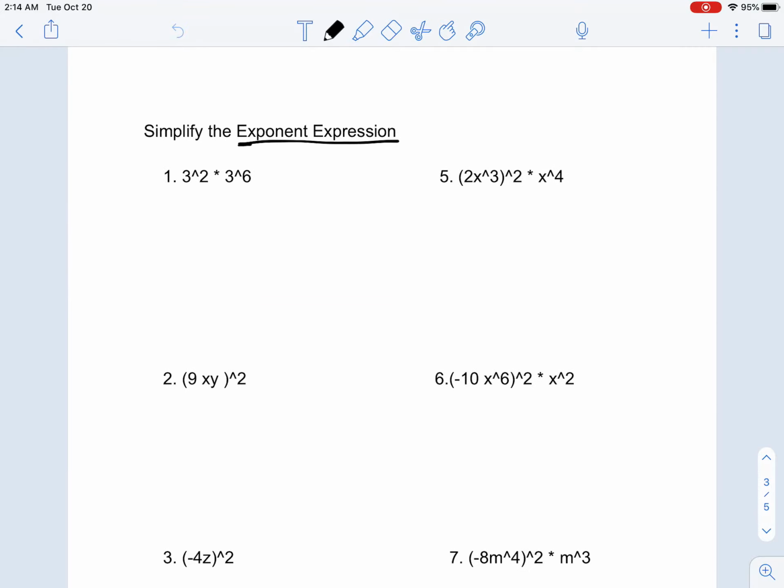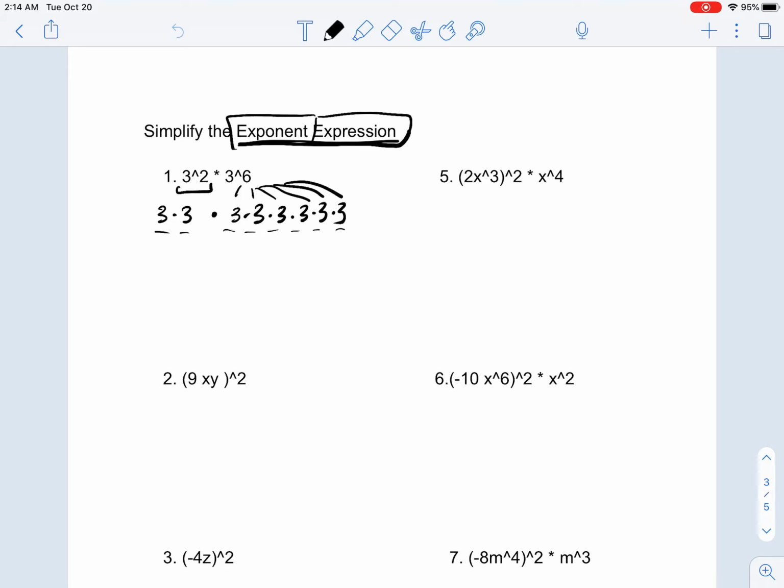Now, it asks you to simplify the exponent expression. What this means is that for here, how many 3's are there? There are 2 3's, 3 times 3, multiplied by how many 3's? 1, 2, 3, 4, 5, 6. There are 6 3's that are derived from 3 to the 6th power. There are 2 3's when there is 3 to the 2nd power. So in total, how many 3's are there? Well, there is 1, 2, 3, 4, 5, 6, 7, 8. There are 8 3's in the entire equation.